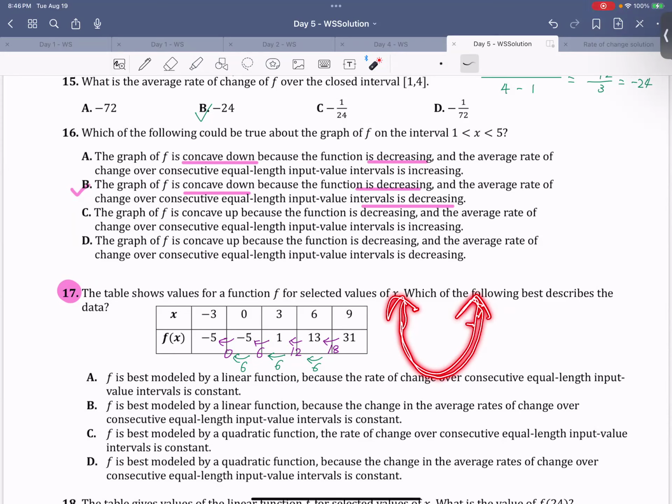Wait, can you repeat, please? It's concave up. Yeah, the parabola opening up is concave up. You hold this cup up, right? Yeah. Okay. So A, B, C, D, you want to choose what? D. The average rate of change is a constant.